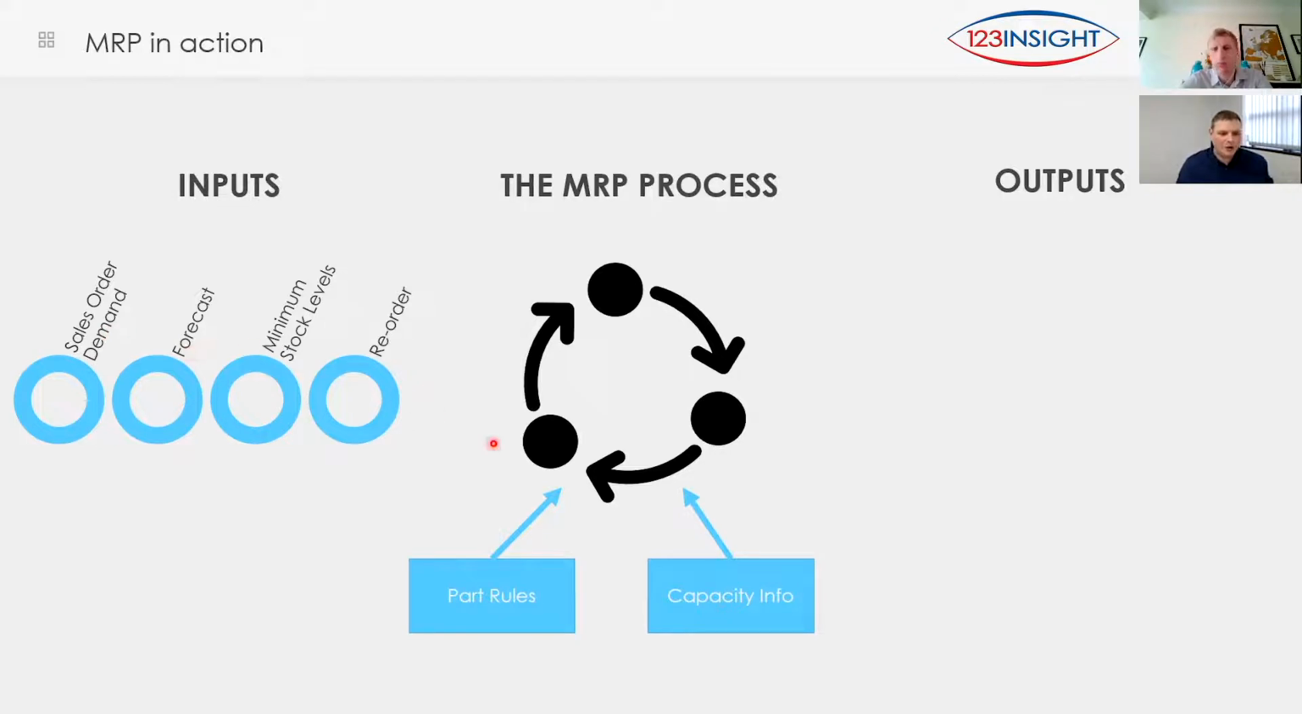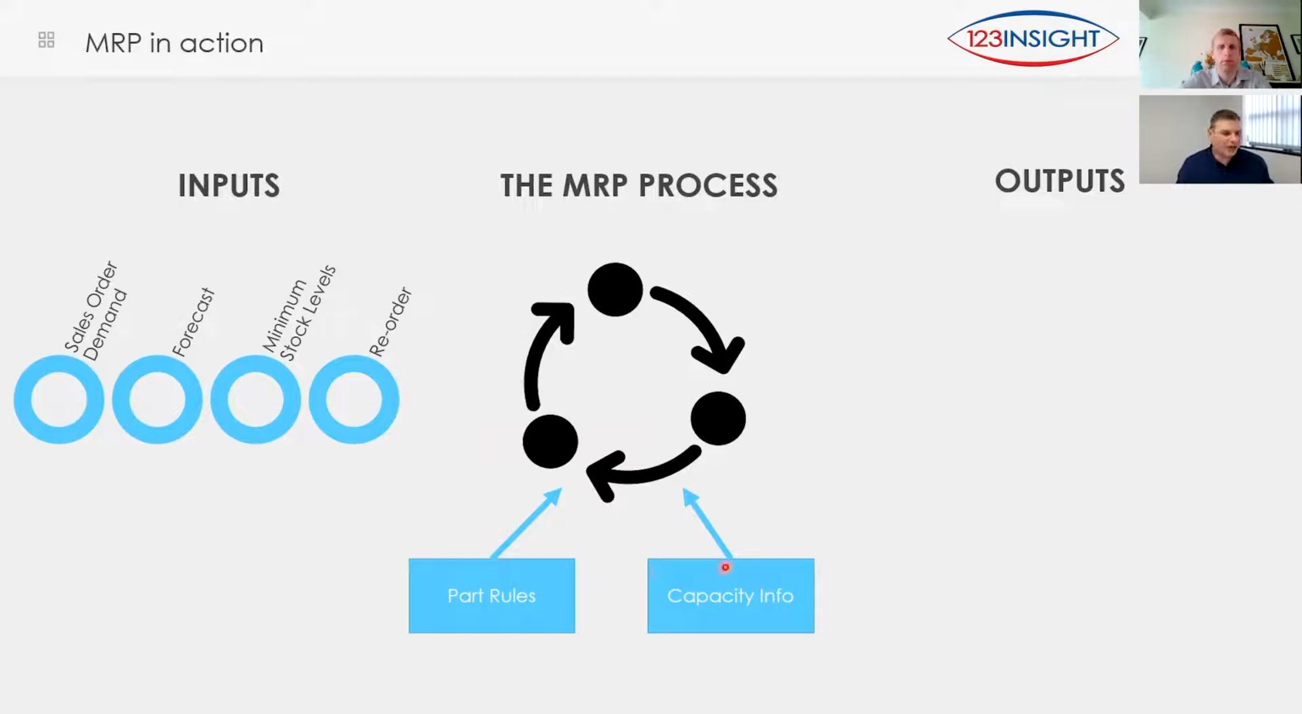Now, when MRP processes, it's looking at a number of things. So it's looking at existing orders coming in, so works orders and purchase orders we've already raised, and it's looking at stock, and it's comparing those things to the demand. But in doing that, it's also taking into account some part rules. Now, part rules might be things like a minimum stock level you set on a particular part, or a minimum batch size that you have to buy from that supplier. So it can take those kind of rules into account.